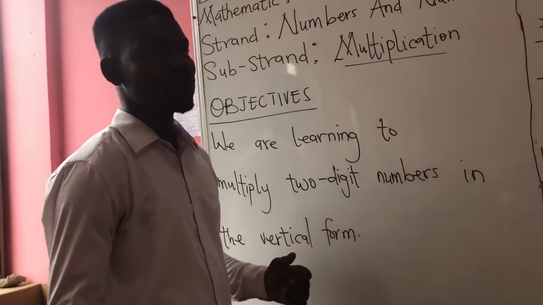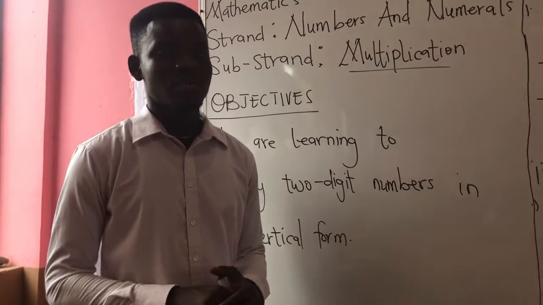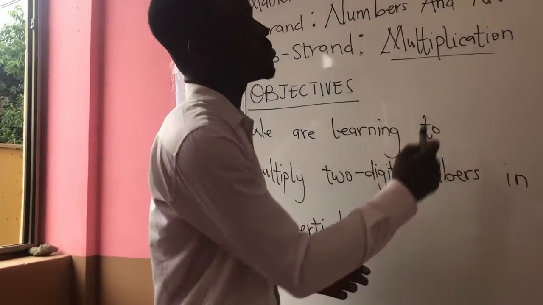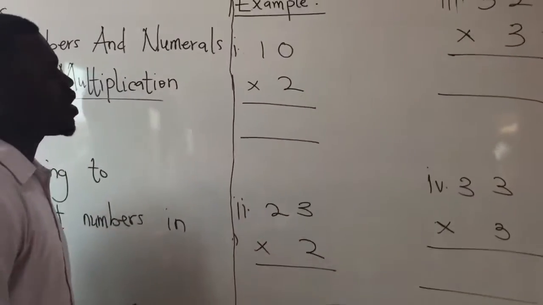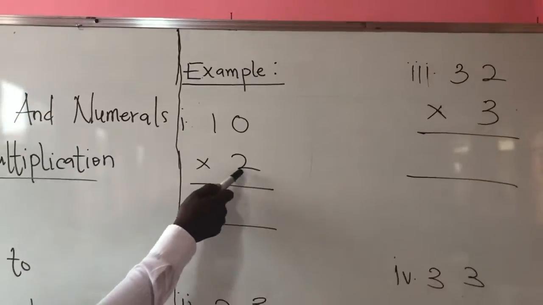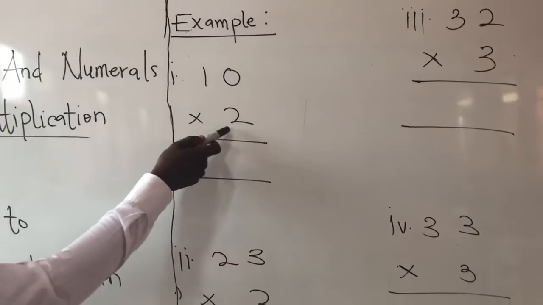And today we are not going to do regrouping. We'll be looking at only the short form, that is the vertical form. Let's look at some examples. Now we have 10 times 2, that is 10 multiplied by 2.